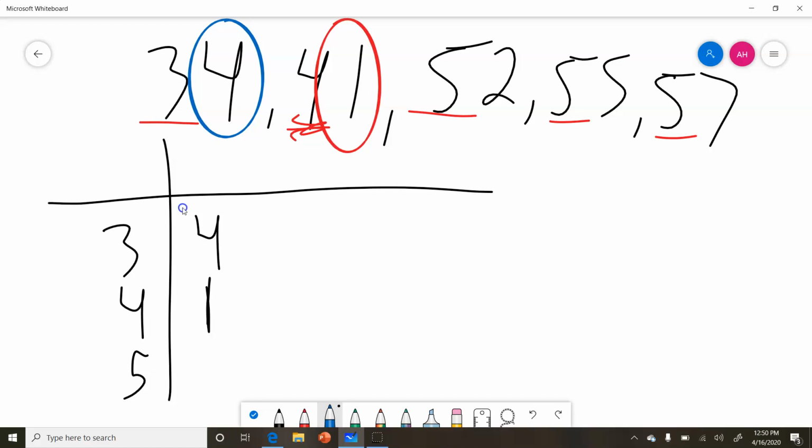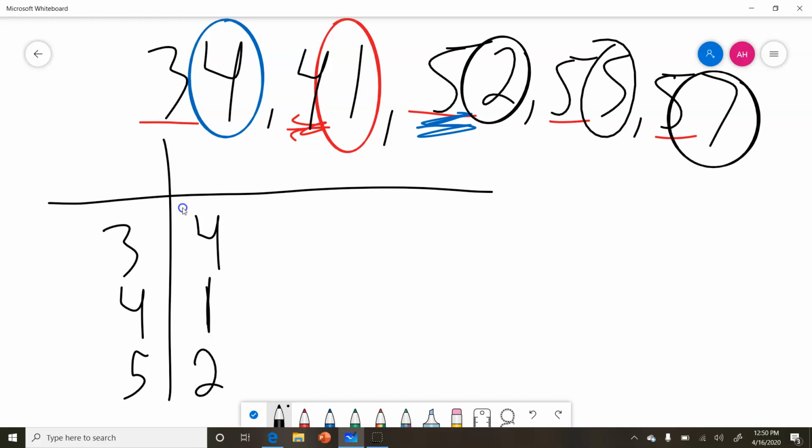Then I say how many are trailing behind this 5 right here? Well, I got 2, 5, and 7. So I do 2, 5, and 7. And that's how we do the stem and leaf, or leaf and stem. I don't know which way they say it. It doesn't really matter. They're the same thing.